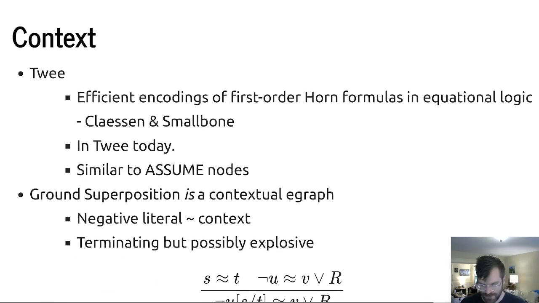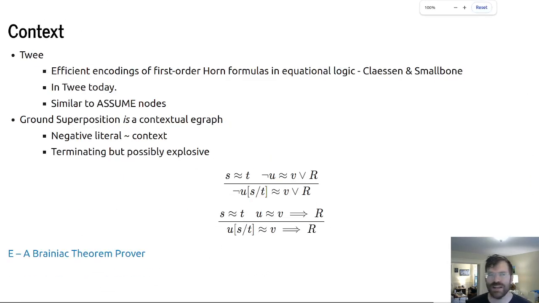So I'll note that today, actually, TRAAT already has a notion of a contextual eGraph, because TRAAT implements this paper, Efficient Encodings of First-Order Horn Formulas in Equational Logic. A Horn formula is a single implication of these facts imply this fact, and there's a single fact in the head. And these are the sort of things that show up in Datalog or Prolog clauses.